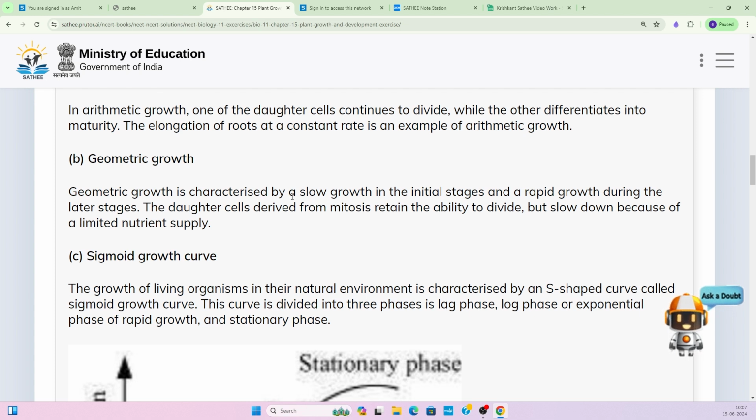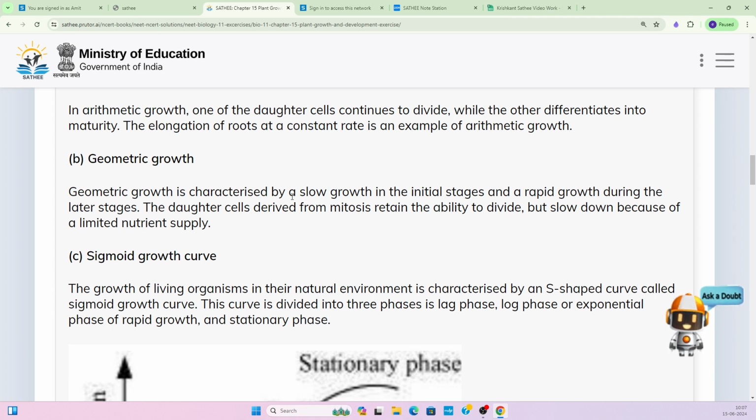Okay, geometric growth. What is the meaning of geometric growth? Geometric growth is characterized by a slow growth in the initial stages and rapid growth during the later stages. So initially it shows a very slow growth, but later they show the rapid growth during the later stages.